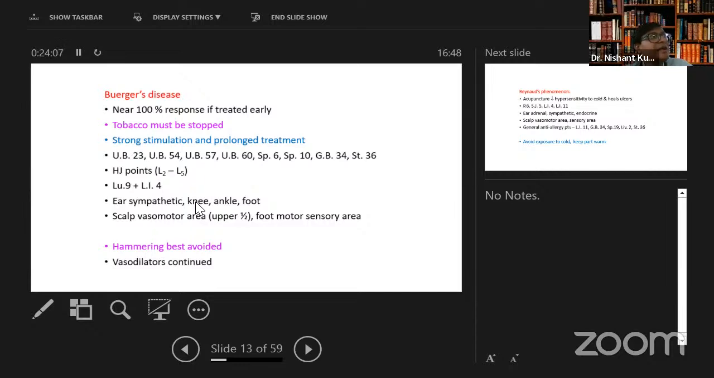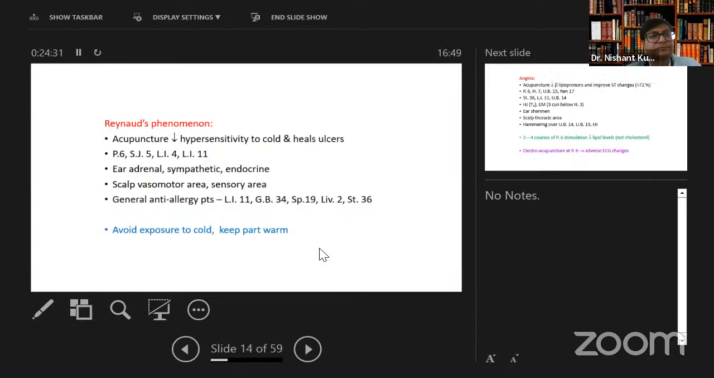Then lung 9 and LI4, ear sympathetic. Now, okay, knee, ankle, and foot, wherever the disorder is, main problem is. Scalp, vasomotor area, upper half, and foot, motor sensory area on the scalp. Vasodilators, however, may have to be continued for continued relief. Raynaud's, acupuncture decreases hypersensitivity to cold and heals ulcers.